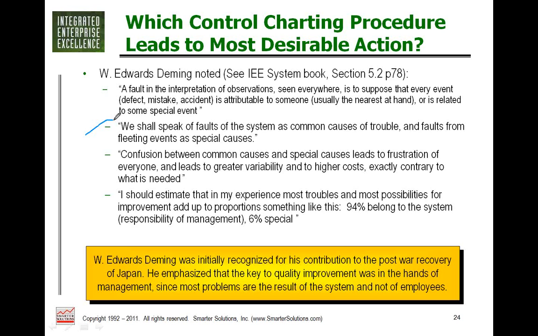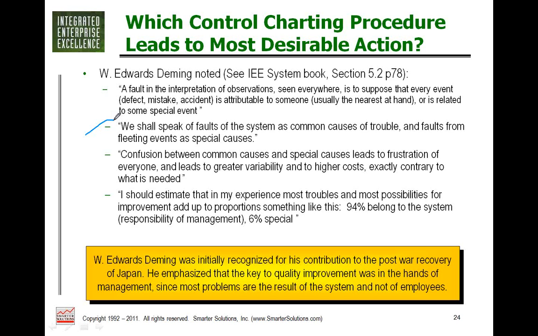We shall speak of the faults of the system as common cause of trouble and faults of fleeting events as special cause. Okay, what's the implication of that? Well, let's consider we've got a process where raw material changes every day of the week, and it truly affects our output. Now the question, and we're not saying it causes us a problem or not, but it affects the output, is should that be considered a source of common cause variability or a special cause?